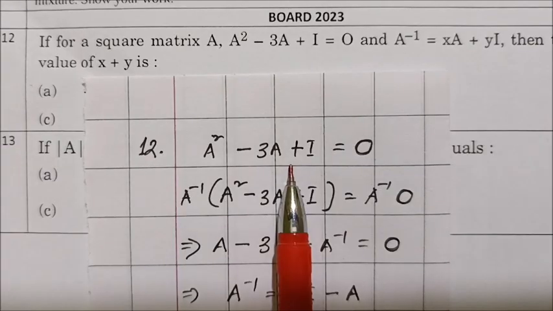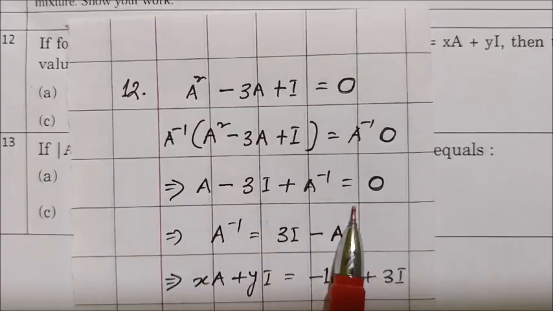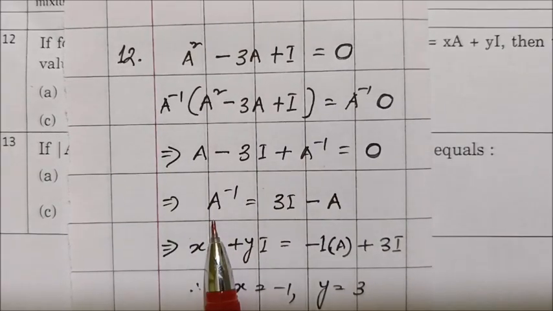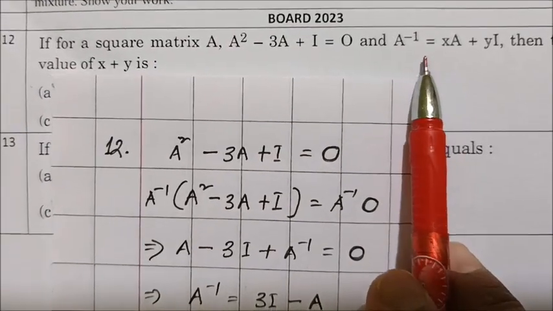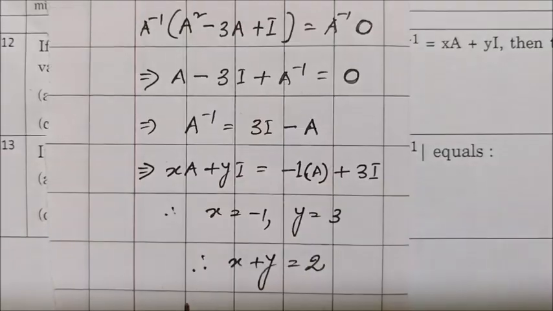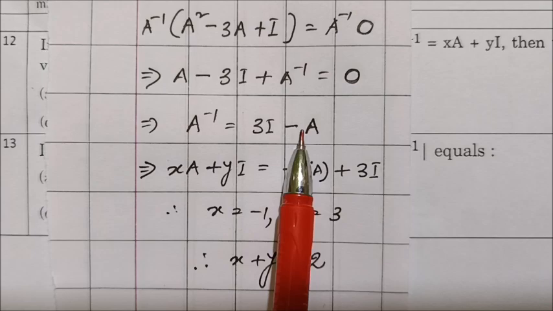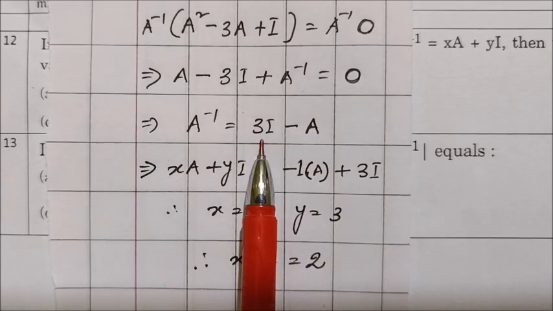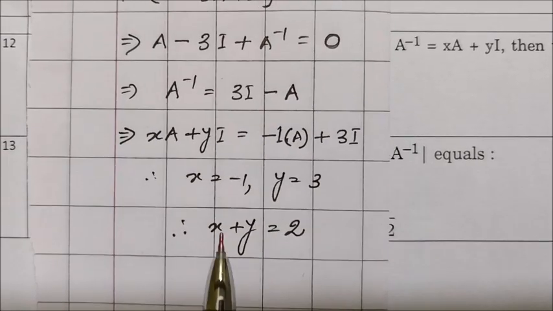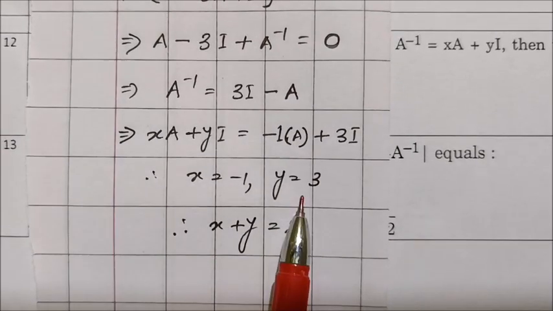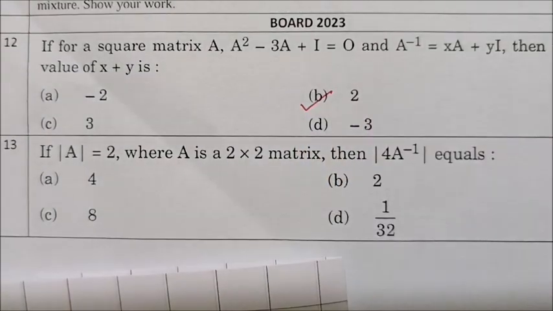I have written the equation and multiplied by A inverse on both sides, and then I get an equation of this form. I brought A inverse to one side and the rest to the other side, and according to the question, A inverse equals xA plus yI. So on the left side I have replaced xA plus yI, where in place of A I have written -1, and in place of I it is plus 3. Therefore, x is equal to -1 and y is equal to 3 and their sum is equal to 2. Hence, our correct option is option B.